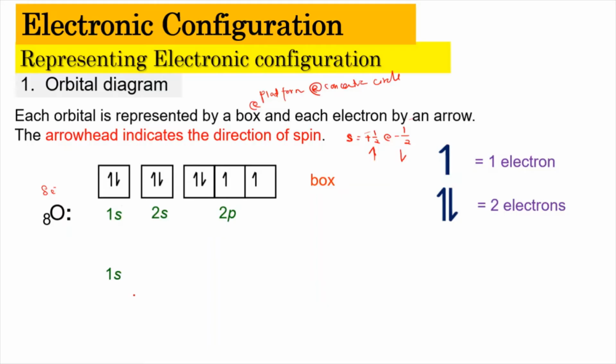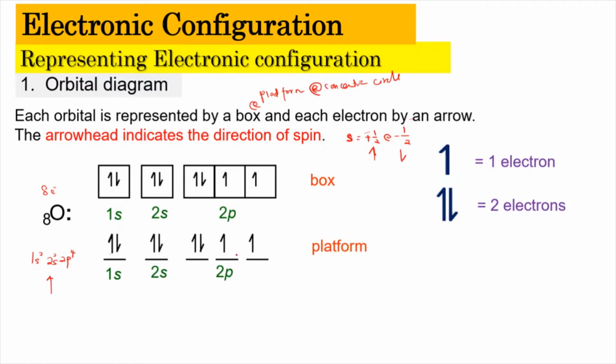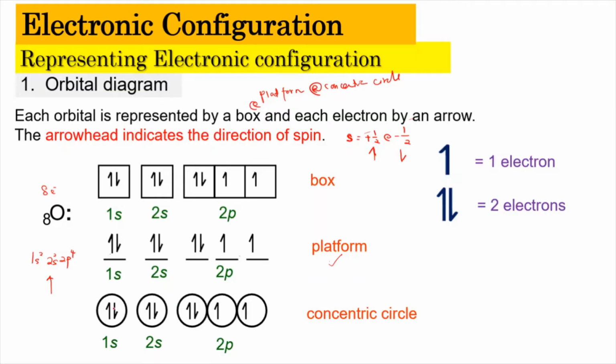And you can also repeat the same process, which is 1s, 2s, and 2p. So you know that with 8 electrons, 2 electrons will go to 1s2, and then you have 2s2, and then we have 2p4. And we're going to learn how to fill in the 8 electrons in a later slide. Because we have 8 electrons, it's going to be 2 here, and 4 here, in terms of platform. Just now in terms of boxes. And the other way that you can present it is in terms of concentric circle. Basically the same thing, but you make circles for the electrons. And the most popular ones are basically box and platform.